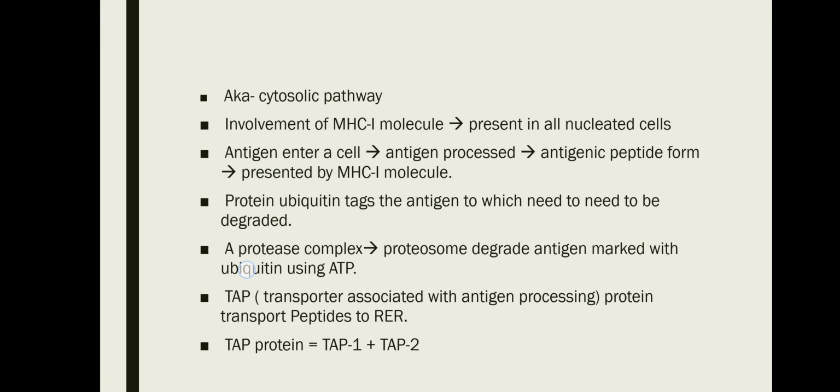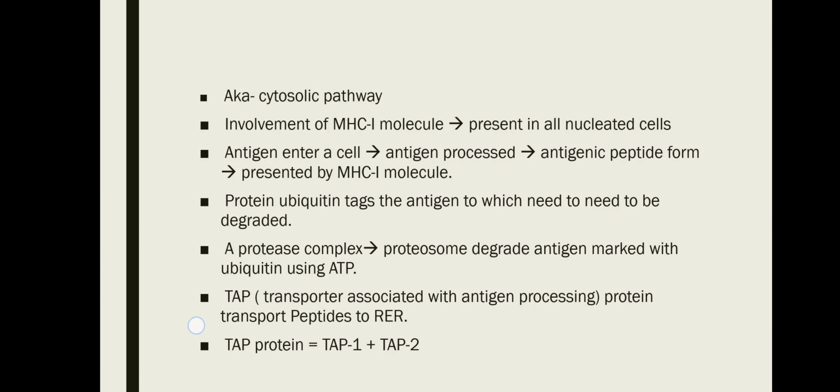Okay, so an antigen enters our cell. The first stage is antigen entering our cell. The second stage is processing of antigen. The third stage is antigenic peptide formation. Okay, after processing, the antigen is degraded and antigenic peptides are formed. And the fourth stage is presentation of antigen by the MHC-I molecule.